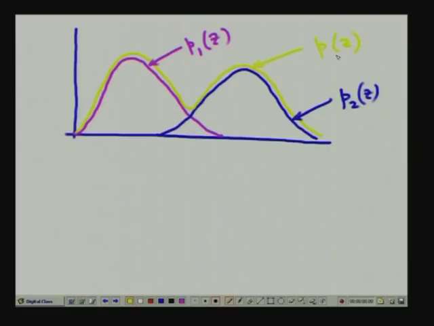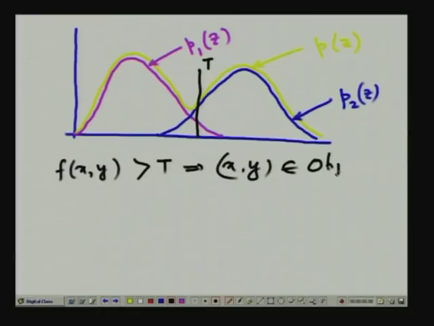In this particular case, if I choose a threshold T somewhere here, so this is my threshold T, and I say that if f(x,y) is greater than T, then (x,y) belongs to object. Now, here you find that though we are taking a hard decision that if f(x,y) is greater than T, then (x,y) belongs to object, the pixel with intensity value f(x,y) also has a finite probability, say given by this, that it may belong to the background. So, while taking this decision, we are incorporating some error.